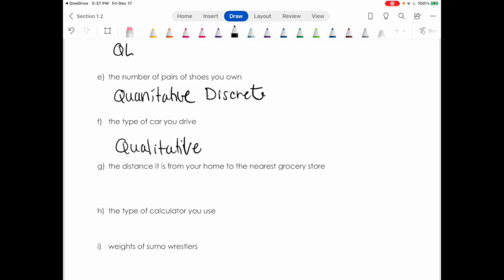The distance from your home to the nearest grocery store. Distance is something you measure, so that's quantitative. It's going to be a number. And because it's something you measure, it's a distance, it's a weight, something like that, where it has an infinite number of possibilities, that's going to be continuous.